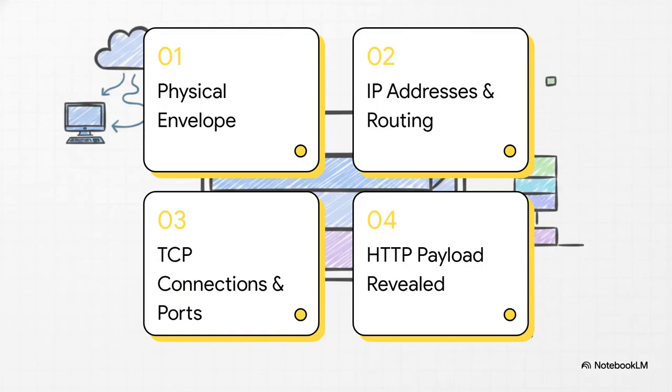To answer those questions, here's our roadmap for today. First, we'll look at framing the physical envelope. Second, we'll dive into IP addresses and routing. Third, TCP connections and ports. And finally, the HTTP payload revealed. We're going to systematically unpack a real piece of captured data, layer by layer, almost exactly like opening a complex set of Russian nesting dolls.